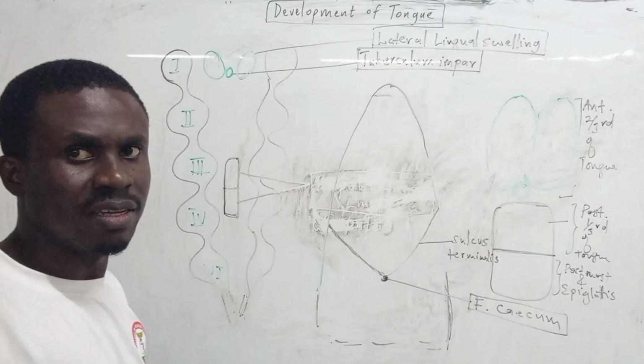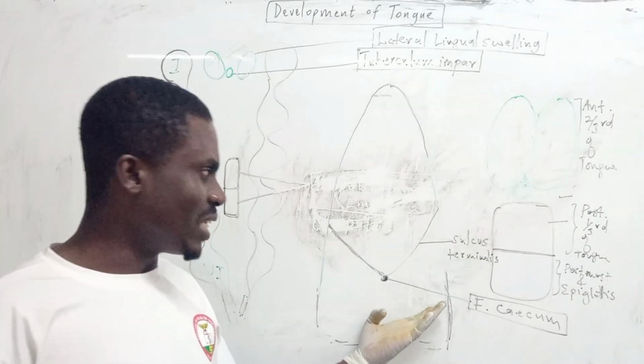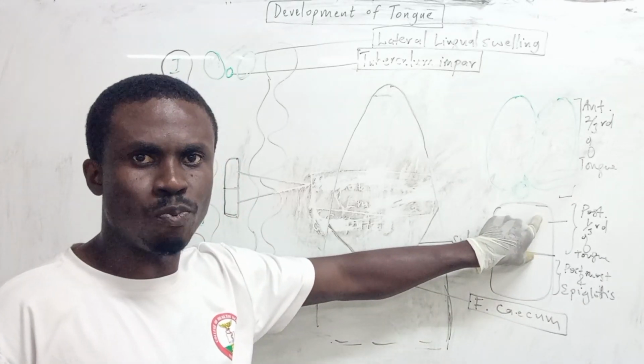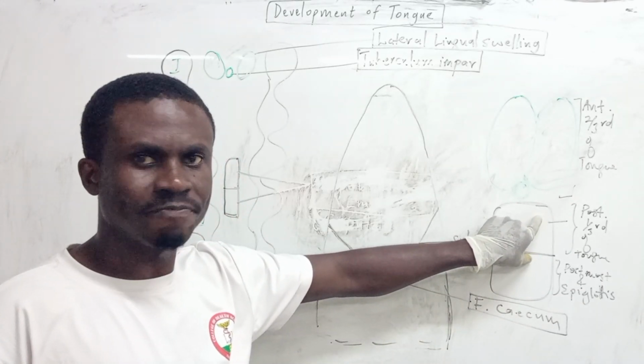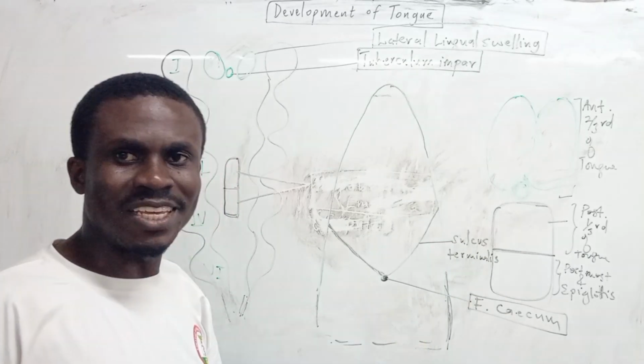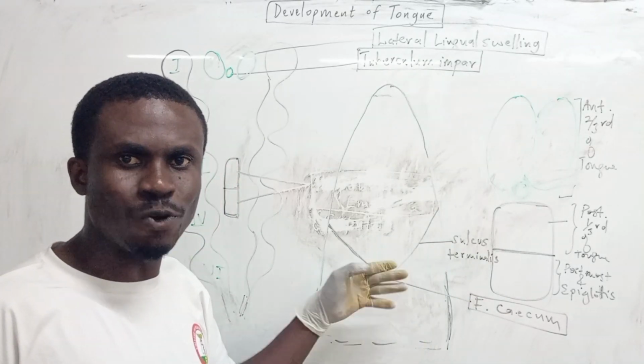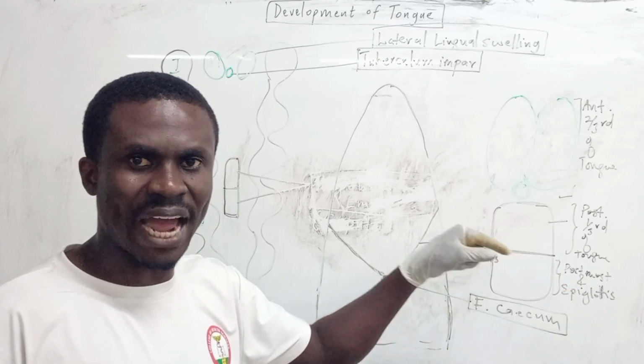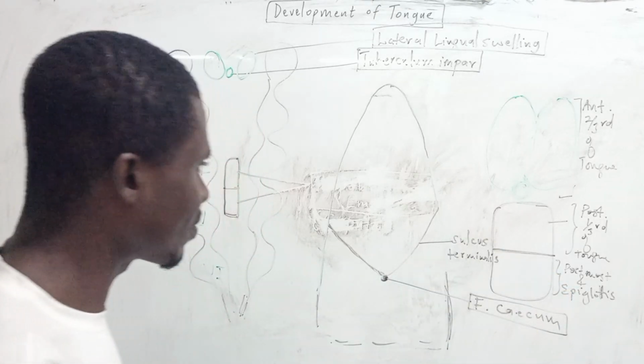Sulcus terminalis. Now, what have I said? The anterior tongue is formed by who? The cranial portion of the copula. While, of course, the posterior-most portion of the tongue, including the epiglottis, is coming from the caudal part of the copula, or the hypobranchial eminence.